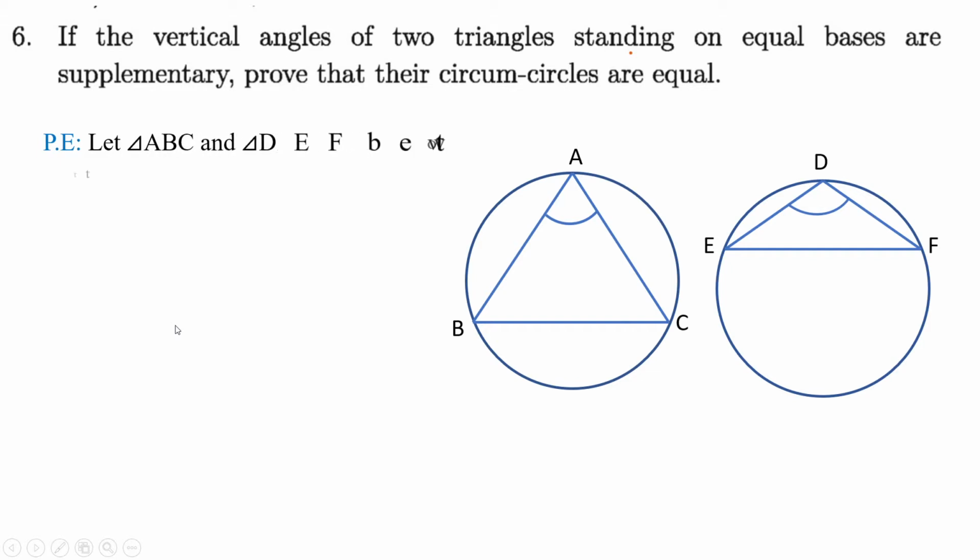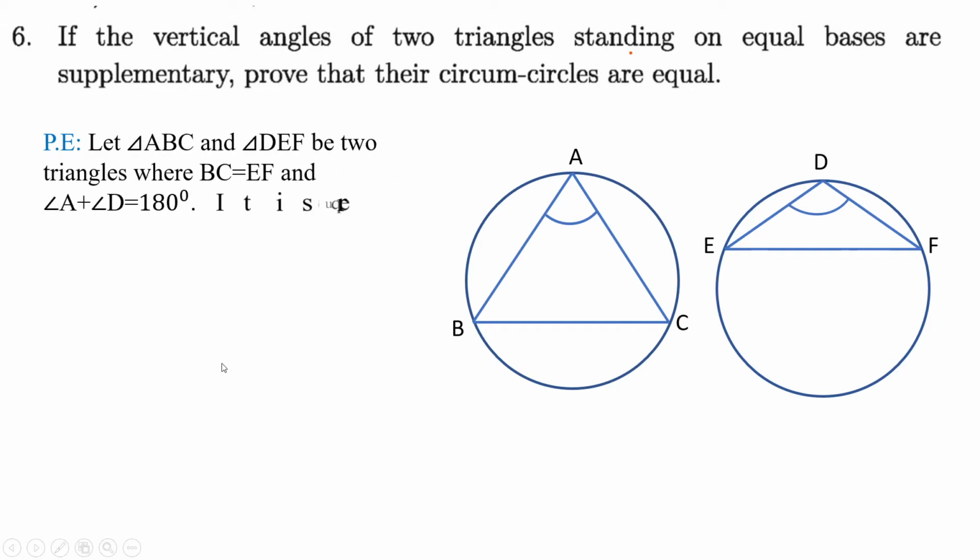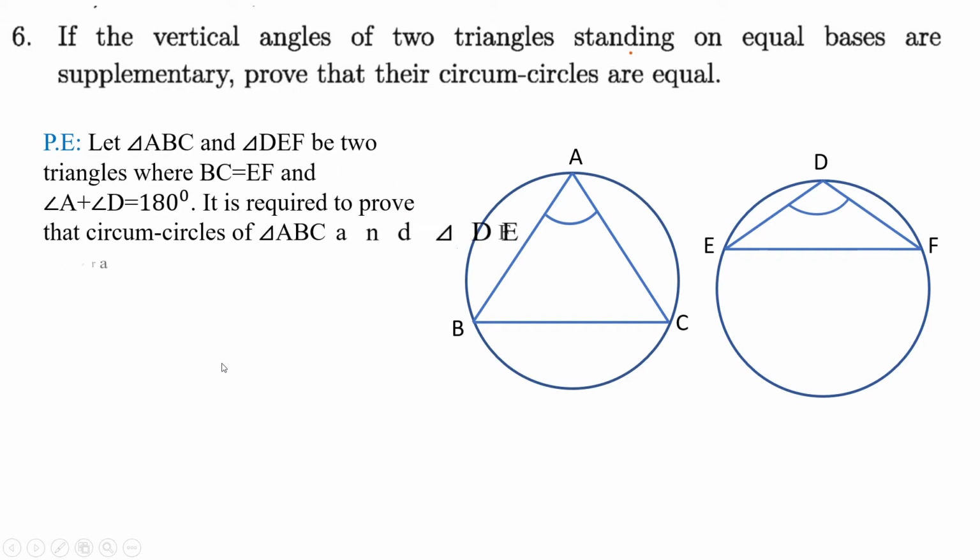So the particular enunciation is: let ABC and DEF be two triangles where BC equals EF and angle A plus angle D equals 180 degrees. Why? Because they are vertical angles and the given vertical angles are supplementary. It is required to prove that the circumcircles of these two triangles are equal.